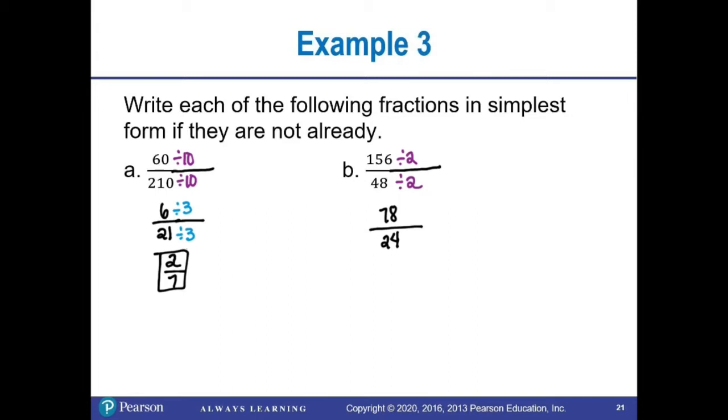Now 2 is also a common factor of 78 and 24. So divide the numerator and the denominator by 2. 78 divided by 2 is 39, and 24 divided by 2 is 12. 39 and 12 have a common factor of 3. So divide the numerator and the denominator by 3. 39 divided by 3 is 13, and 12 divided by 3 is 4. 13 and 4 have no common factors other than 1, and so this is our simplest form.